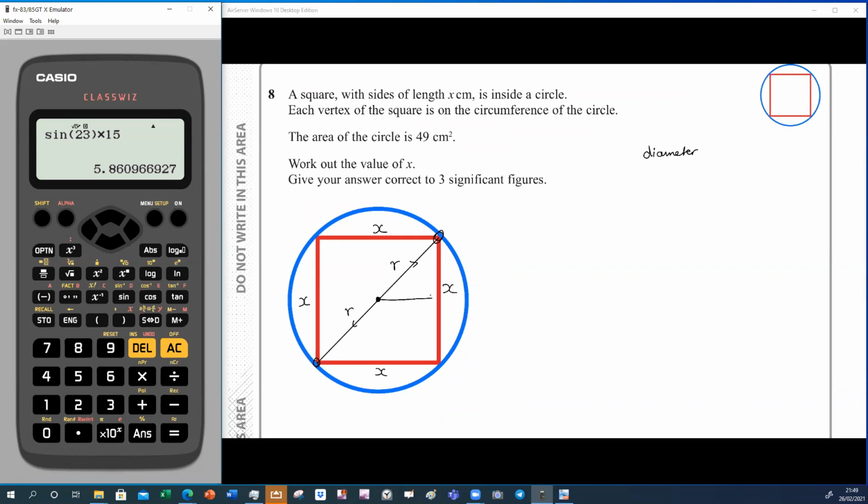What do we want to work out? We want to work out the value of x in there. That is also R, that's also R as well. But I don't think we need that particular one. So tell me what you know about this bit here. They've told us that the area of the circle is 49. So what does the area of the circle mean to you? What's the formula for the area of a circle? Pi r squared. And then what's that equal to in this case?